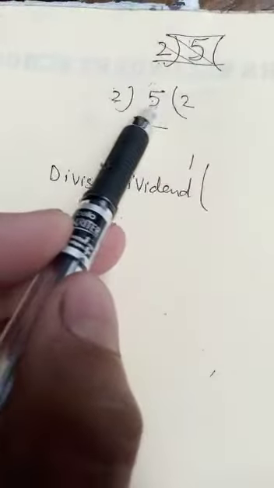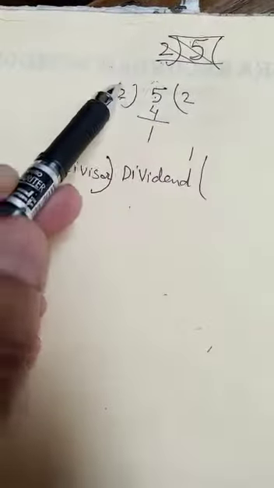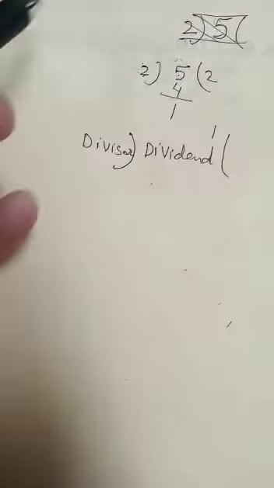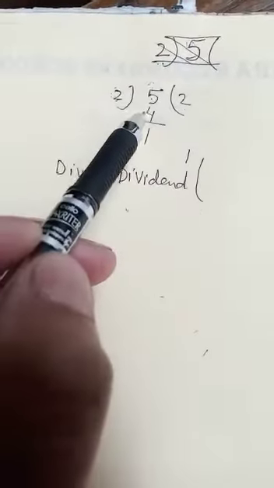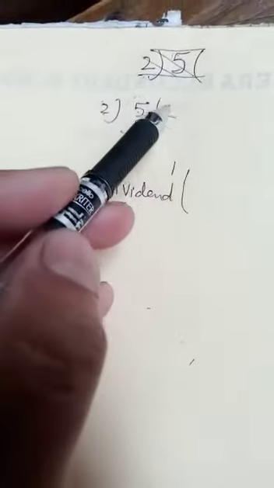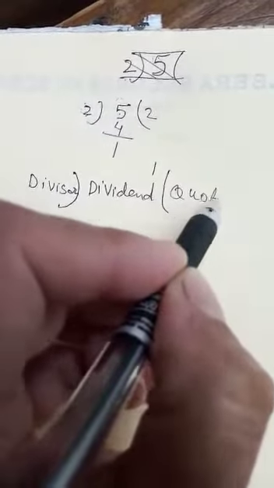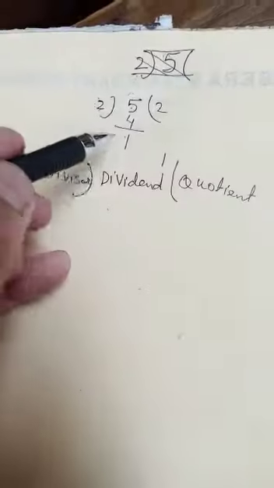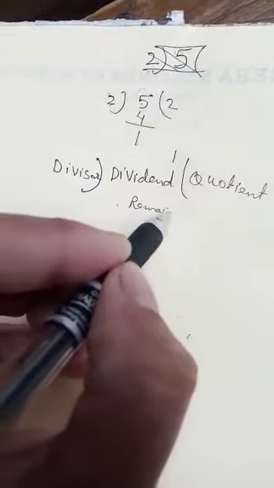During division, the number which we write in the middle, we call it the dividend. This one here, we call it the divisor. Like here, suppose you go 2 into 2 will be near to 4. So 5 minus 4, we get 1. Then the number which we get after we divide, we call it the quotient. The one which remains at the end, we call it the remainder.